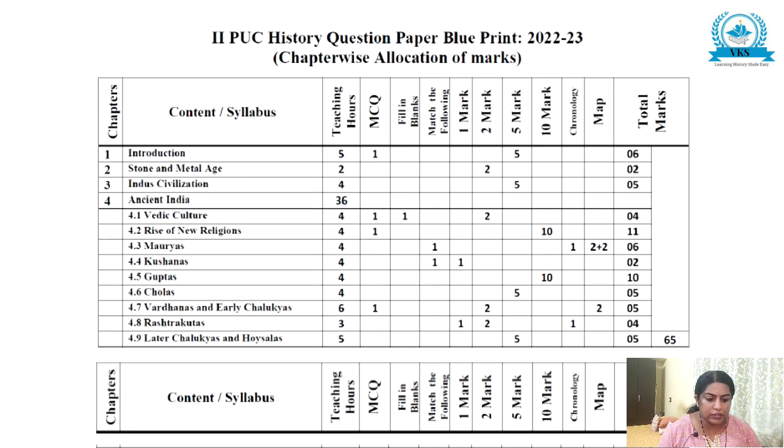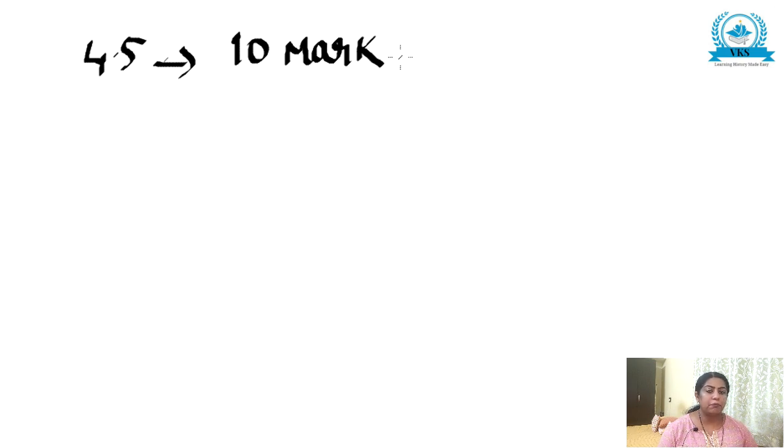Now let us move on to chapter 4.5, that is Guptas. From Guptas, there is only one 10-mark question. We all know that important 10-mark question: why is the Gupta age called the golden age? A very, very important 10-mark question. That is what is going to come from chapter 4.5.